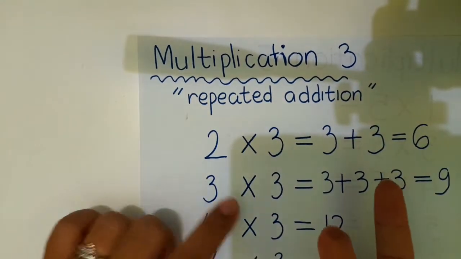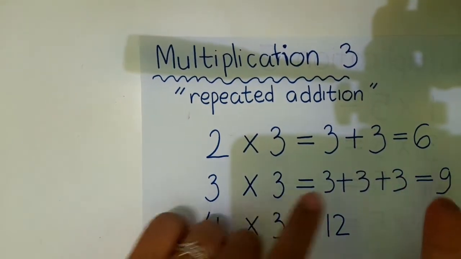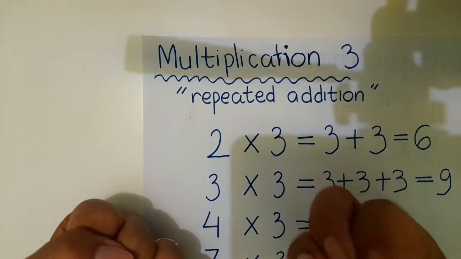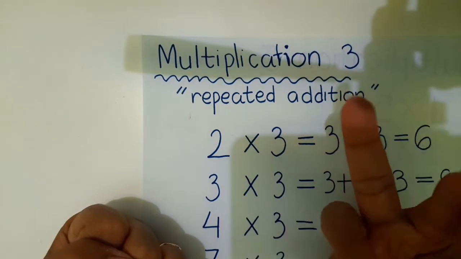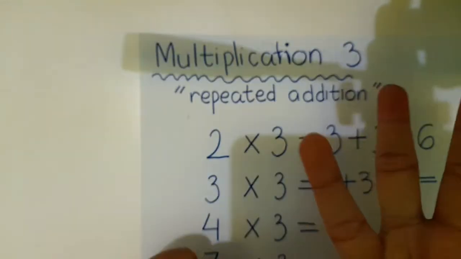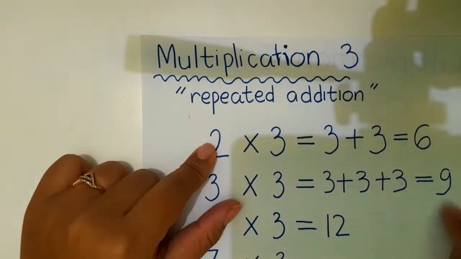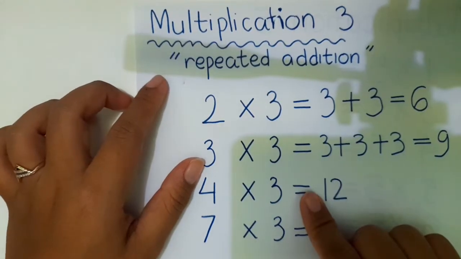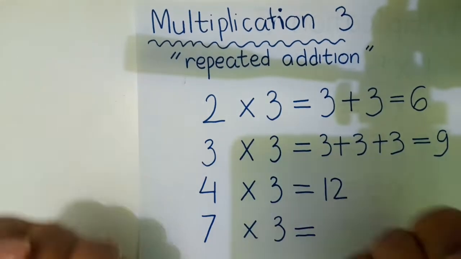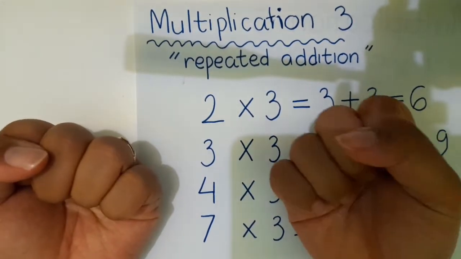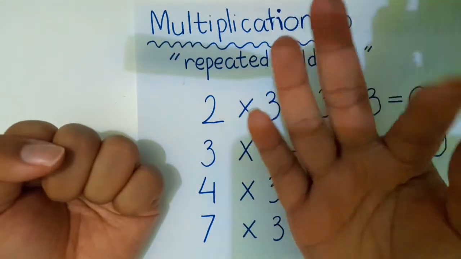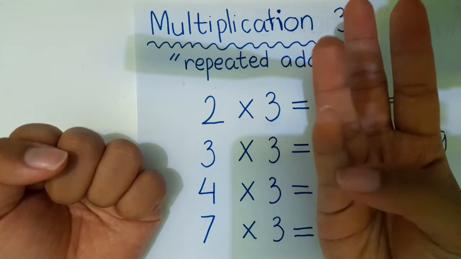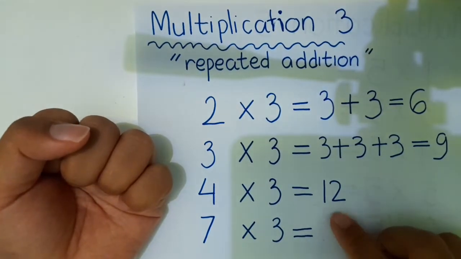And then 3 times 3, it means that 3 plus 3 plus 3 equals, let's show up your 3 fingers, and then 1, 2, 3, 4, 5, 6, 7, 8, 9. So the answer is 9. And then 4 times 3 equals 12. Is this right? Okay, let's check. You can show up your 4 fingers and calculate 1, 2, 3, 4, 5, 6, 7, 8, 9, 10, 11, 12. The answer is 12, right?